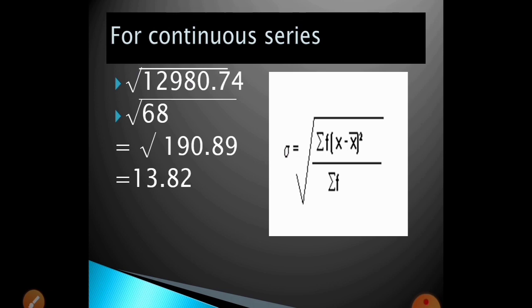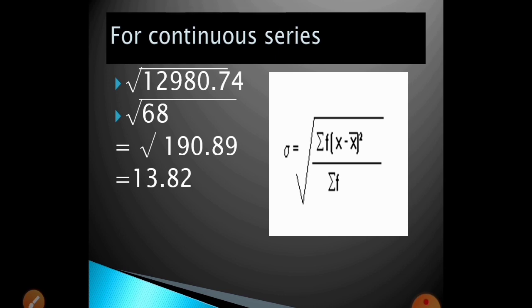So we are going to substitute all these values in the formula given, sigma f into (x minus x bar) the whole square divided by sigma f. So here sigma f into (x minus x bar) the whole square is 1,29,080.74, and sigma f is 68. So we have substituted and we got 1898.89. So the root of that is 13.82. So the standard deviation for this continuous series is 13.82.